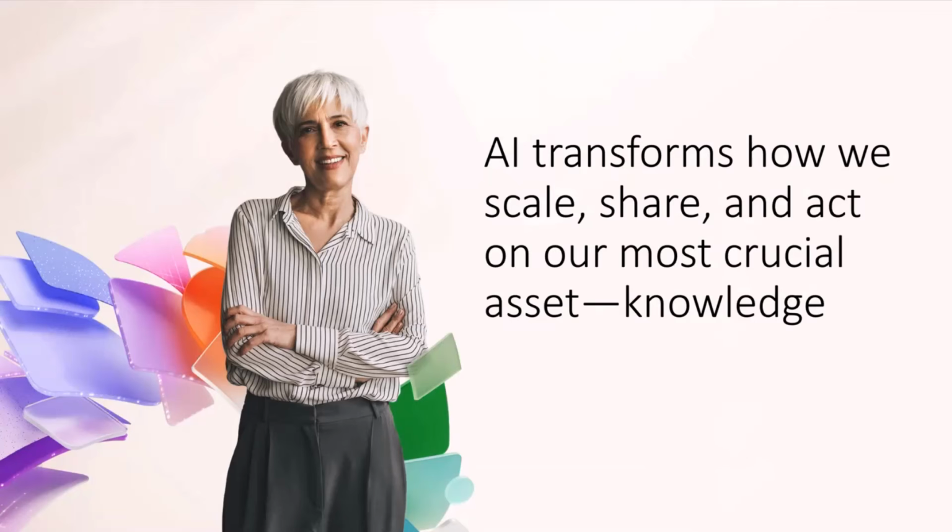Now, we all know that AI is going to transform how we scale, share, and act on our most crucial asset, which is knowledge. We've been seeing this in the live demos in the community calls and on the internet. It's all about the knowledge and information we maintain, how we collect and use it to make decisions, or the AI makes decisions based on business process automation, and then we do something with that. AI truly is transforming how we do things.